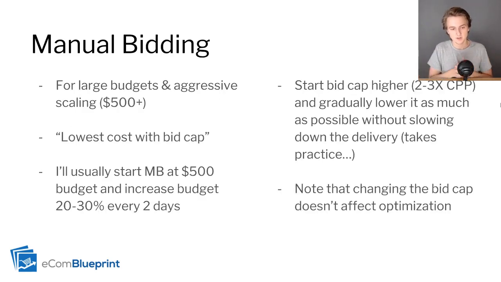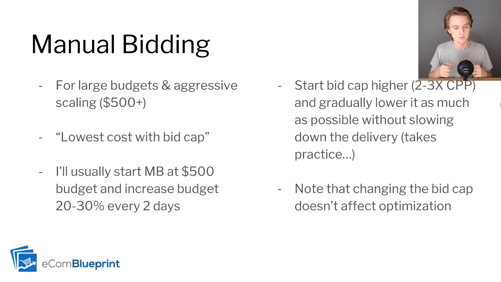Now, the last thing I want to talk about in this presentation is manual bidding. Manual bidding is great for large budgets and aggressive scaling. So when you really want to scale aggressively, I usually recommend having a budget of at least $500 a day or more to use manual bidding. Now, in the Flex Posture case study, I was using manual bidding with budgets of $200 a day. And I don't do this anymore because I've realized that it really doesn't make a difference.